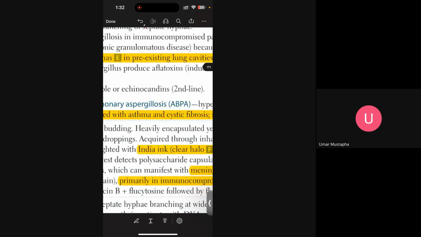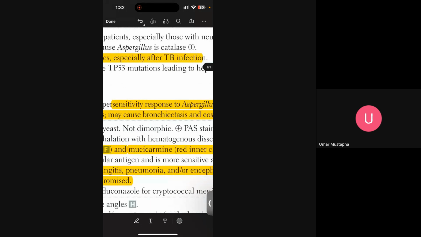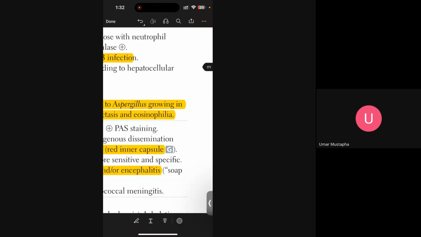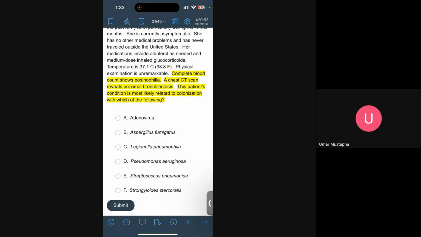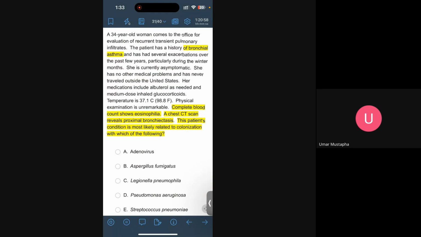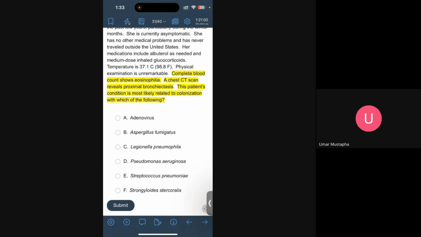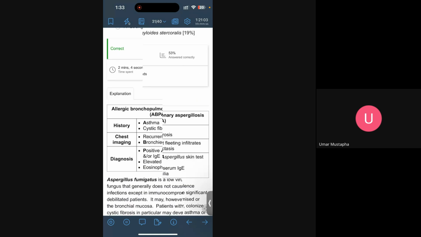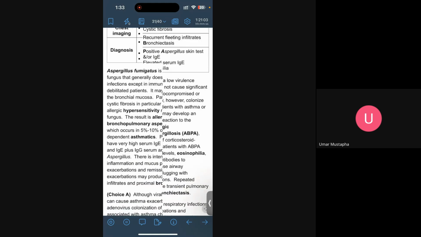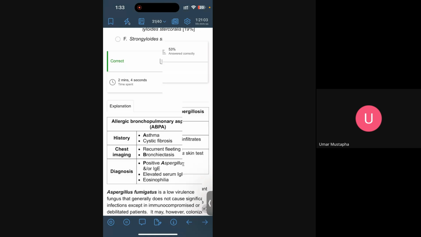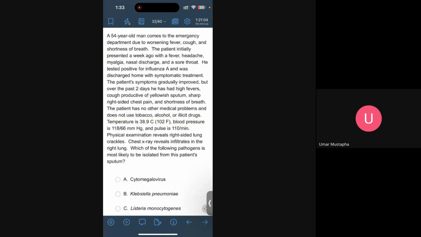Asthma and cystic fibrosis may cause bronchiectasis. Our patient has bronchiectasis and eosinophilia. All three findings are present in our patient: the patient has eosinophilia, bronchiectasis, and asthma. So the right answer is going to be Aspergillus, a hypersensitivity disease. On to the next one.